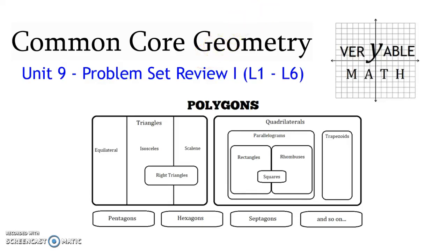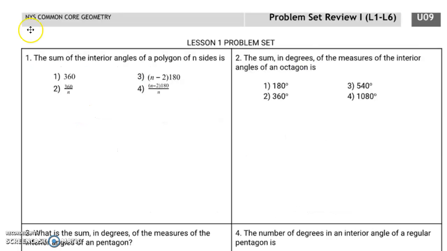Hello students, this video is to help review for the first part of Unit 9. We were talking during Unit 9 about polygons, all sorts of different classifications of polygons and how to work with them. If you haven't already done so, please try to do the problem sets. For example, right now I'd like you to pause the video, try to do the Lesson 1 problem set, and then come back when you're done.